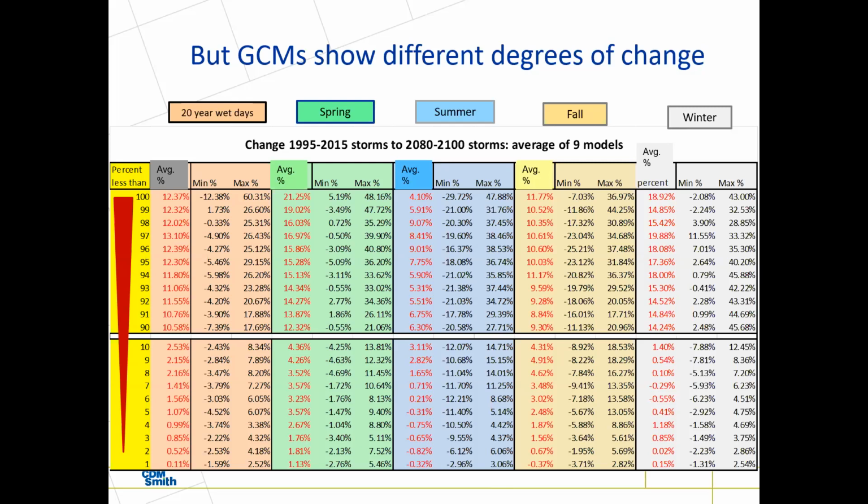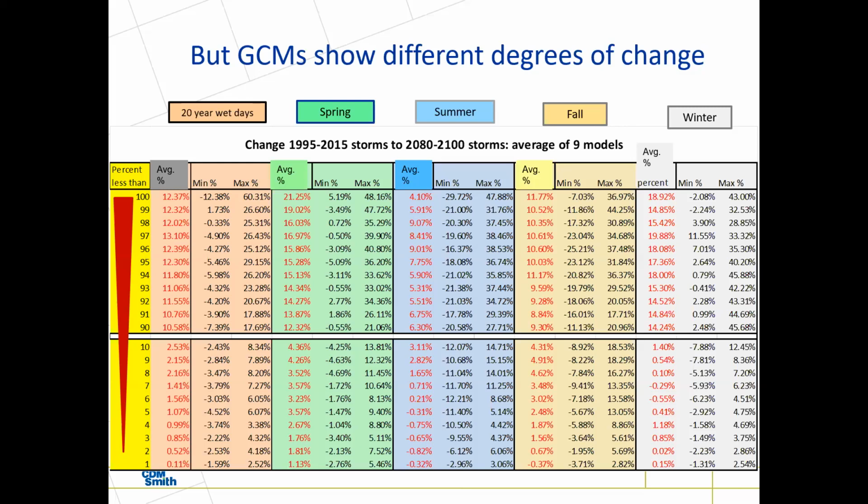But also look at the min and max. The min and max represents the maximum and the minimum of all of the 9 GCMs. And you can see how ridiculously wide these ranges could be. Just look at the tan again and look at the 100th percentile. You can see that 1 GCM actually predicted that the largest storm between now and 2080 would decrease by 12%, and another one suggested it would increase by 60%.